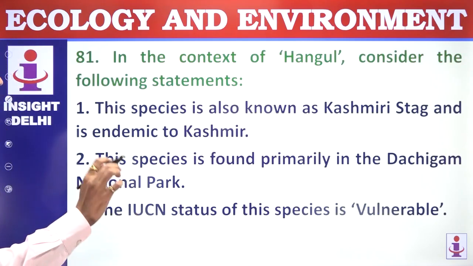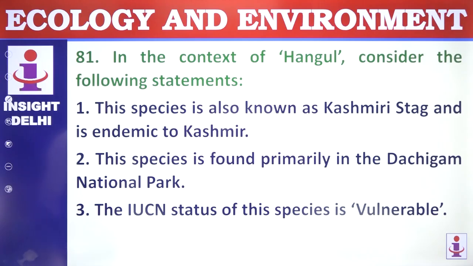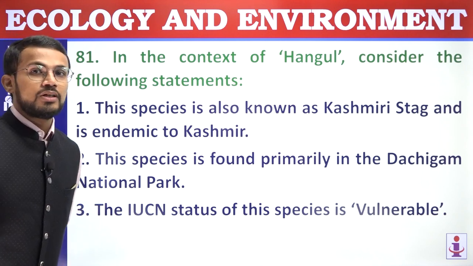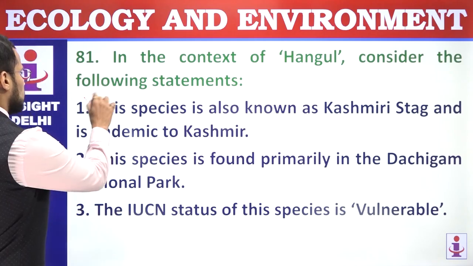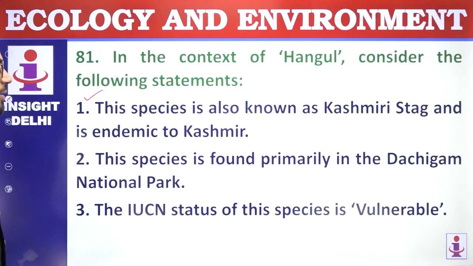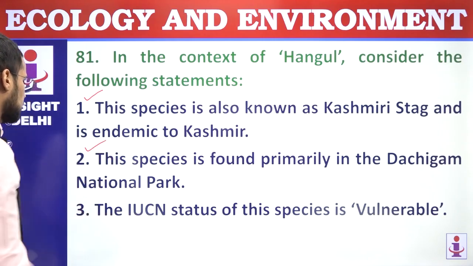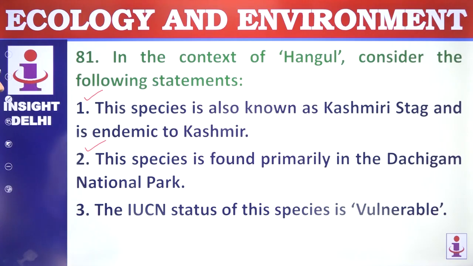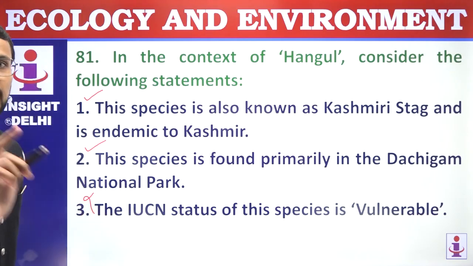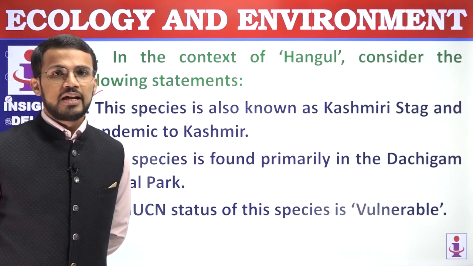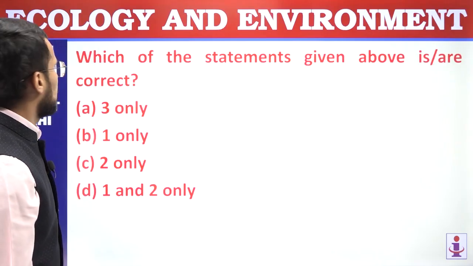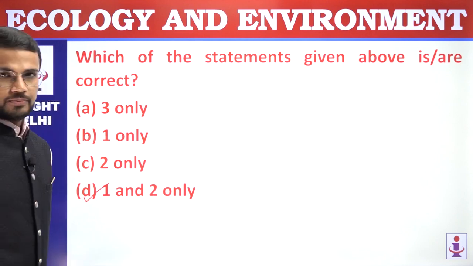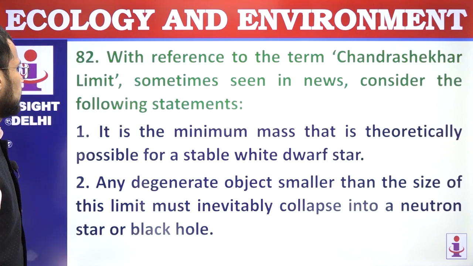Next now, 81. Now these are the questions from current affairs. First, 81. In the context of Hangul, consider the following statements. Right? Hangul is also called the Kashmir stag. First, this species is also known as Kashmir stag and is endemic to Kashmir. Correct statement. Second, this species is found primarily in Dachigam National Park. Again, correct statement. Third, the IUCN status of this species is vulnerable. Incorrect. It is critically endangered. It is not vulnerable, it is critically endangered. So only the first 2 statements are correct, the third statement is incorrect. And that's why the answer is 1 and 2 mentioned in option D. 81, answer is D.